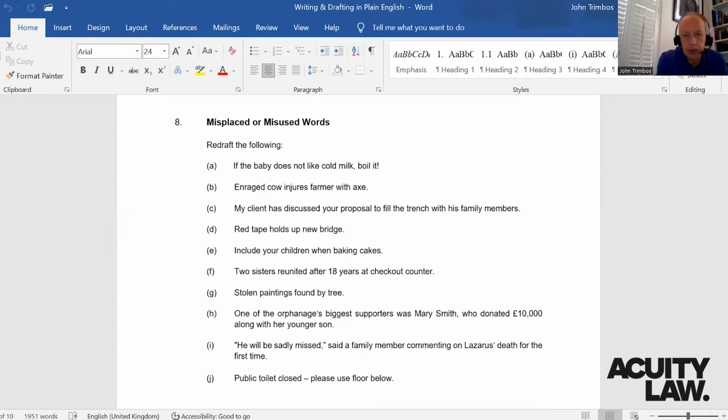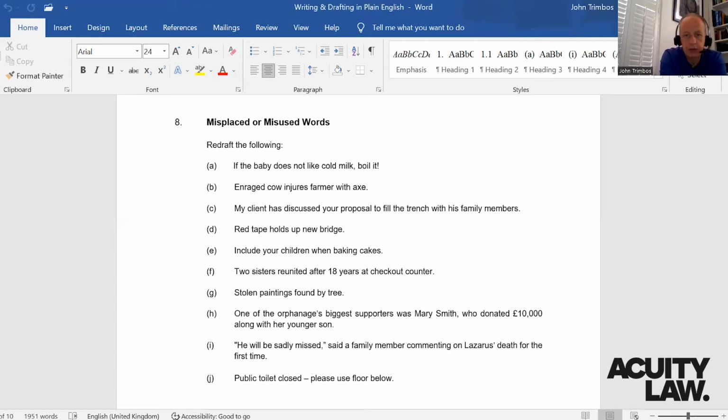Right, C looks like a sort of mafia client. My client has discussed your proposal to fill the trench with his family members. It's like a sort of Corleone family bloodletting, and he's going to dismember his family. Yeah, anyway, obviously Acuity is not going to be working for mafioso clients. So we need to move the family members to a different part of the sentence. My client has discussed with his family members your proposal to fill the trench.